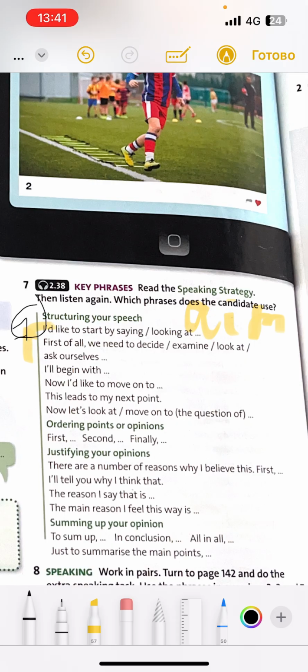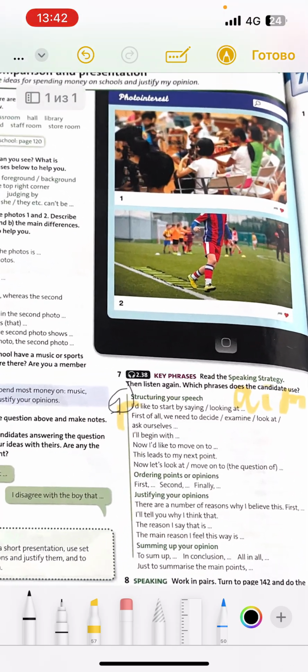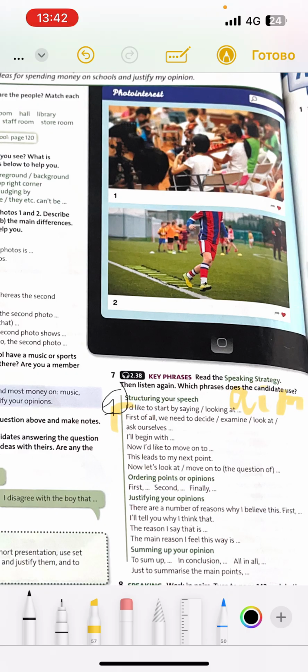What are you going to say? I'd like to start by saying, and then I'm going to talk about, I don't know, global warming. First of all, we need to decide, examine, ask ourselves why we need to have this.